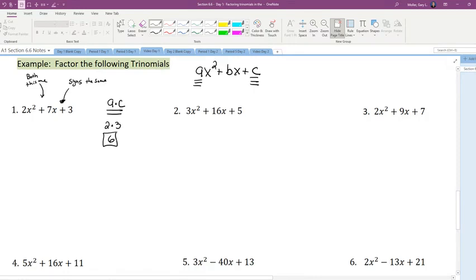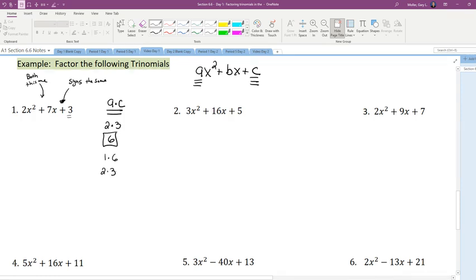Okay. Now that I have that number, all I'm going to do is use all the same rules I did before. I'm looking now at the numbers that multiply to be 6 instead of the numbers that multiply to be 3. So we're not going to erase the 3. We're not going to do anything like that. We're just going to now focus on the factors of 6. So we have 1 times 6 and we have 2 times 3.